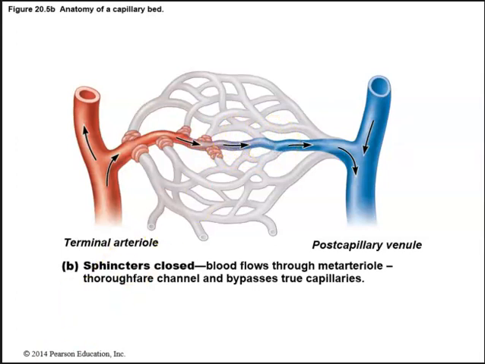And this occurs when the tissue has lower oxygen demands, such as when nearby tissue cells already have adequate oxygen. So the precapillary sphincters will close off the true capillaries and force the blood through that metarteriole, and flow straight through into the thoroughfare channel and then into the postcapillary venule.